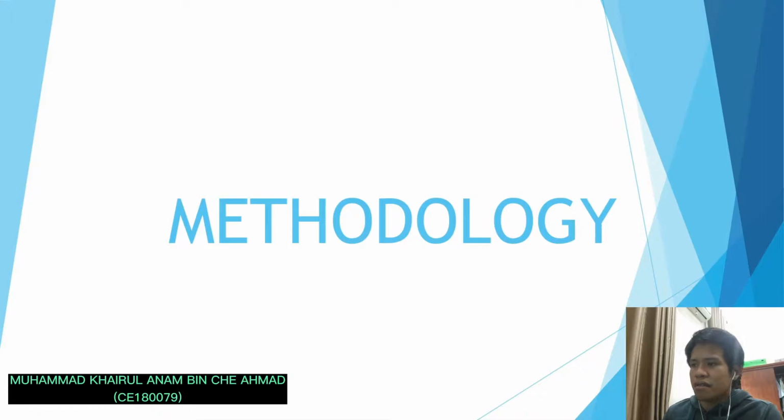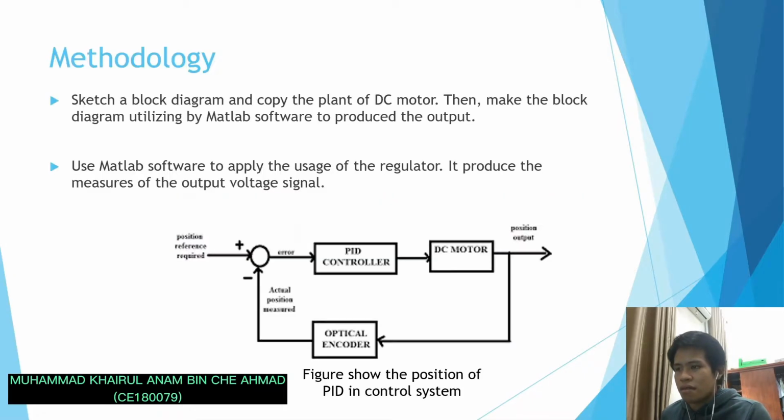I'm going to present about the methodology. First, we sketch a block diagram and copy the plan of the DC motor. Then make the block diagram utilizing MATLAB software to produce the output. Secondly, use MATLAB software to apply the usage of the regulator. It produces the measure of the output voltage signal. As you can see, this is the figure of the position PID in control system.